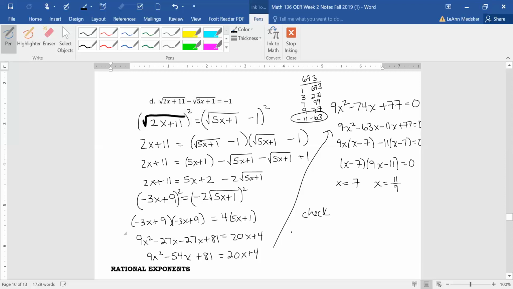So we're going to plug in the 7, so the square root of 2 times 7 plus 11 minus the square root of 5 times 7 plus 1 equals negative 1. That is 14 plus 11, so that's square root of 25. That is 35 plus 1, that'd be 36. Square root of 25 is 5. Square root of 36 is 6. 5 minus 6 is negative 1. So we know that 7 works, so that's good.